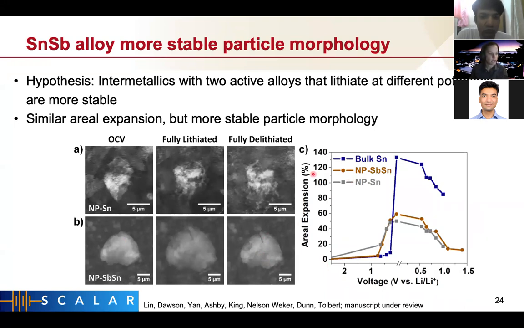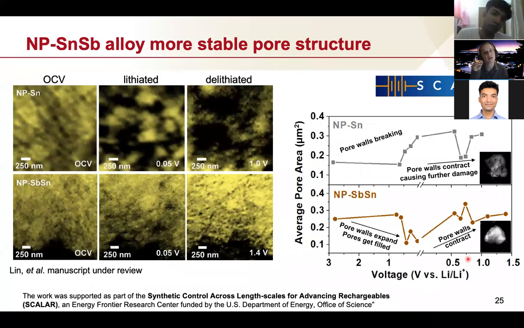So if you plot the areal expansion again, the gray is the nanoporous tin, the blue is that bulk tin that we saw before, and it's the same data. We just replotted it. And then the brown is this new data of the nanoporous tin antimony, and you can see it expands as much as the nanoporous tin, but during delithiation, it does go down. And if you look more closely at the pore structure, it seems the pore structure is more stable. This is a small field of view of the larger field of view. It's mostly just cropped, not zoomed in.